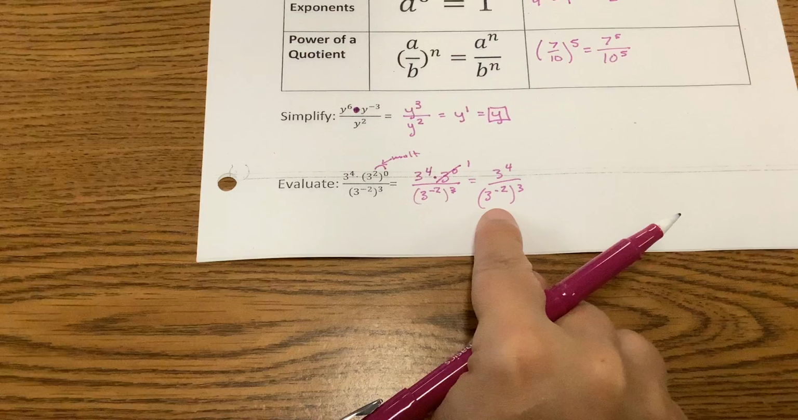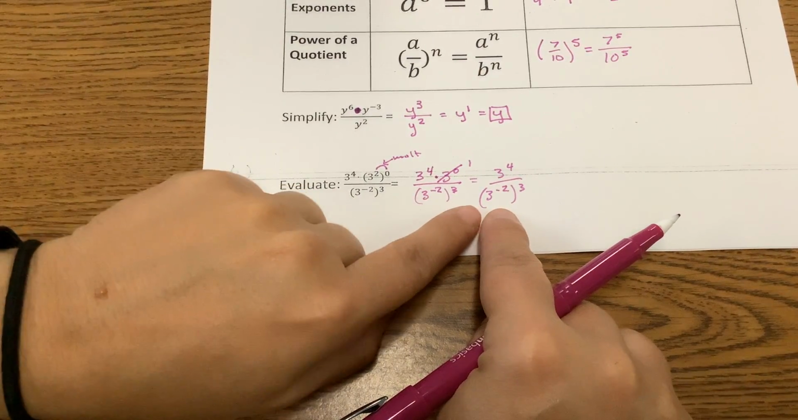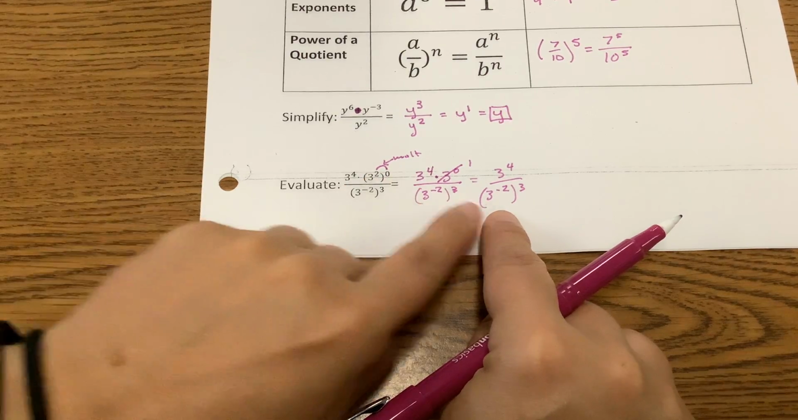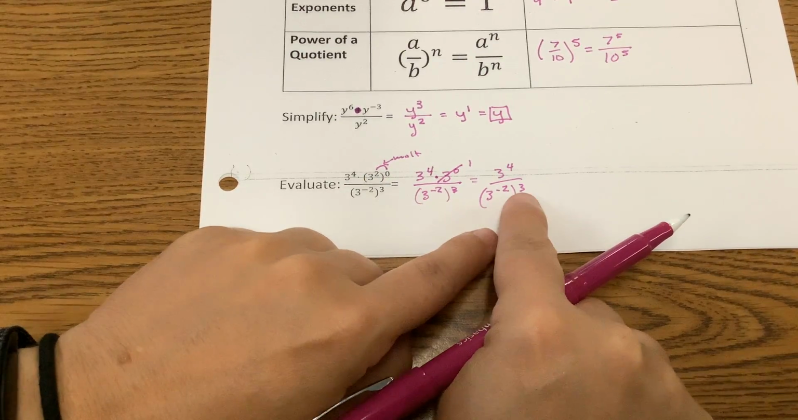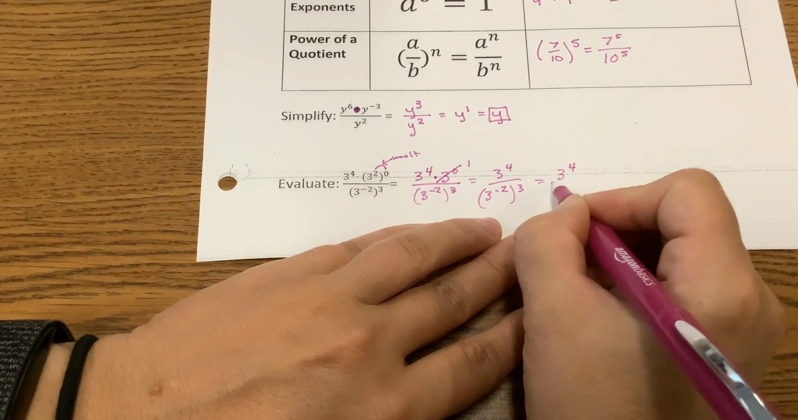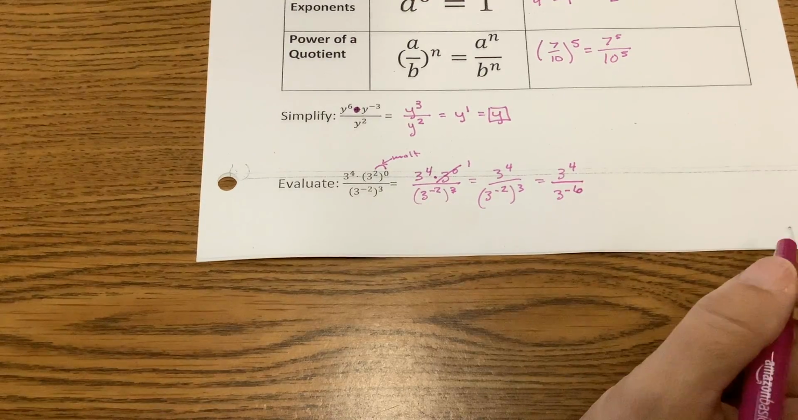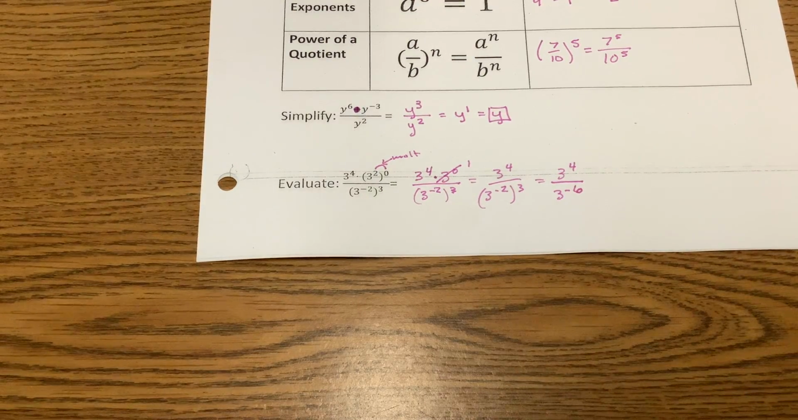Okay, but the denominator, I have a power of a power. And when we have a power of a power, we do the same thing we did here with the numerator. We multiply those exponents. So what is negative 2 times 3? That's going to be 3 to the negative 6, because negative 2 times 3 is negative 6. All right. From here, we have options. There's actually 2 different things that you could do, and both of them would be the correct answer.